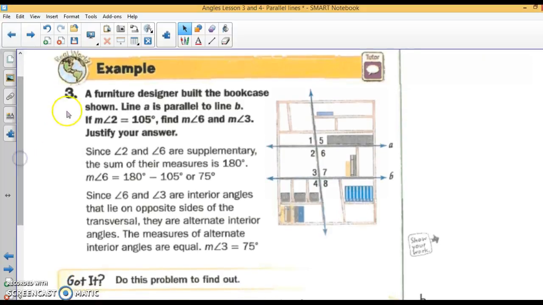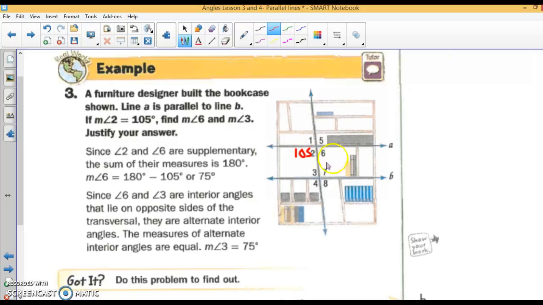Okay. A furniture designer built the bookcases shown. Line B is parallel to line A. The measure of angle 2 is 105 degrees. They want us to find the measure of angle 3 and the measure of angle 6. We're going to find all the measures here, because that's great practice.